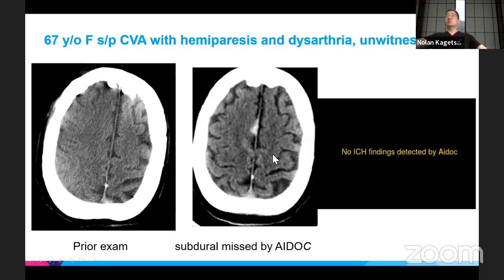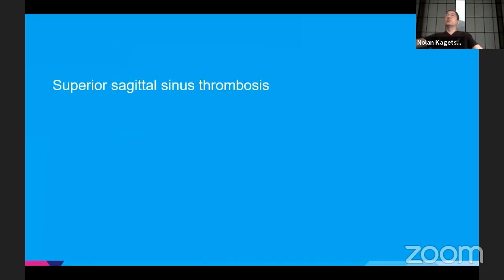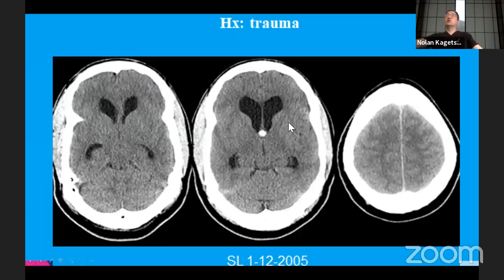So our resident thankfully described it, and we just chalked it up to, thank goodness for human eyes. We'll back up and go to this case.